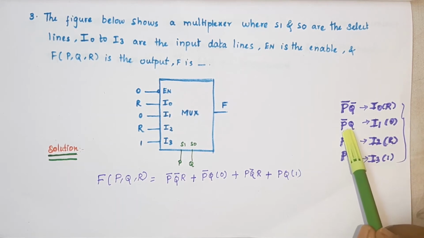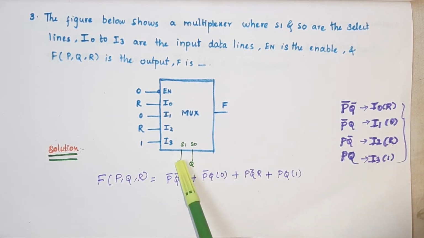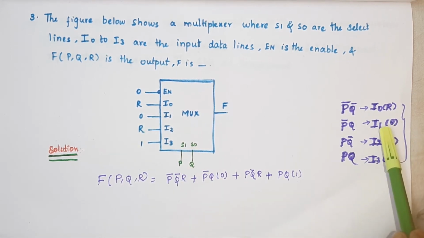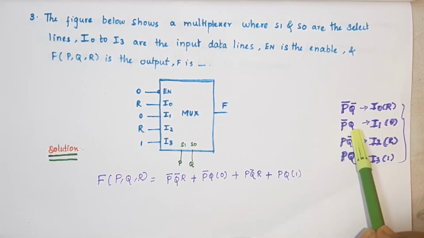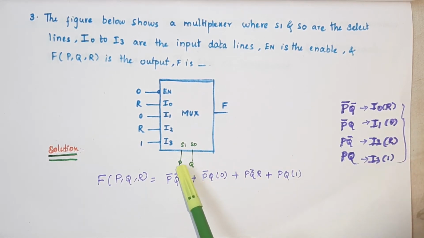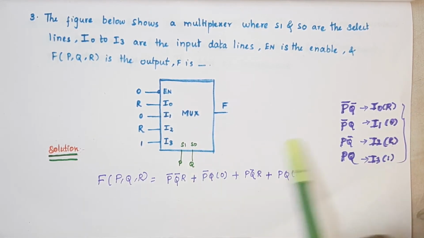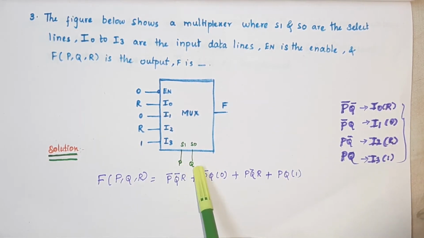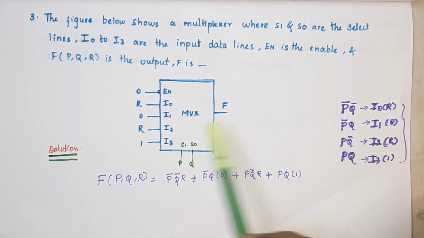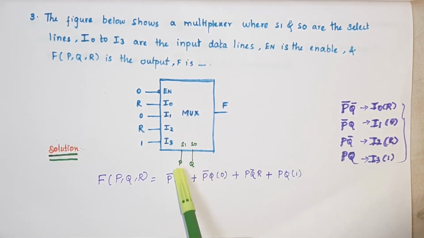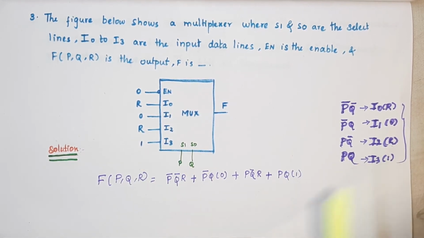Next, if the input is P bar Q, it can select I1, that is 0. Next, if the input is P Q bar, it can select I2. R is given to I2, so it can select R. Next, if the input is PQ, it can select I3. 1 is given to I3.